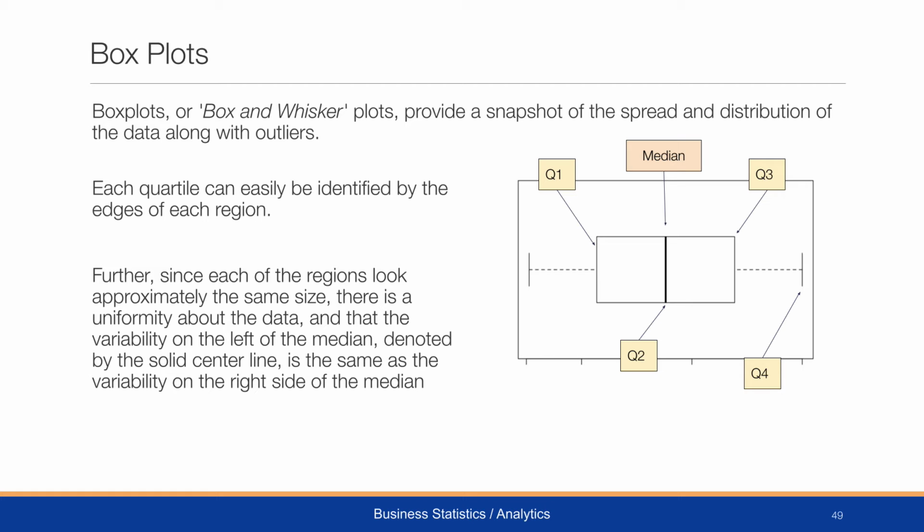Now let's take a look at the box and whisker plots. They provide a snapshot of the spread of the distribution along with outliers. Recall that each quartile can easily be identified by the edges of each region. So Q1 will fall at this point. Q2 and the median are that thick middle line there. Q3 is the end point of that box, and Q4 is the final piece. While they look the same size, they aren't always the same size.